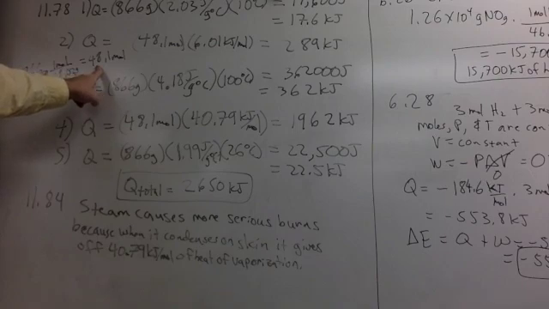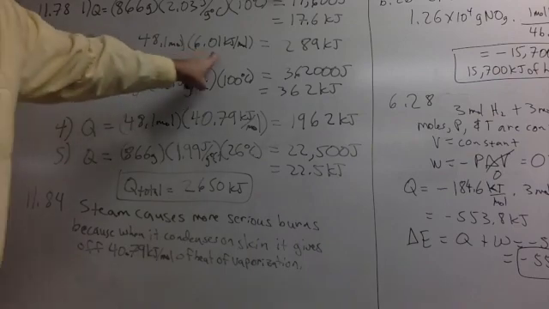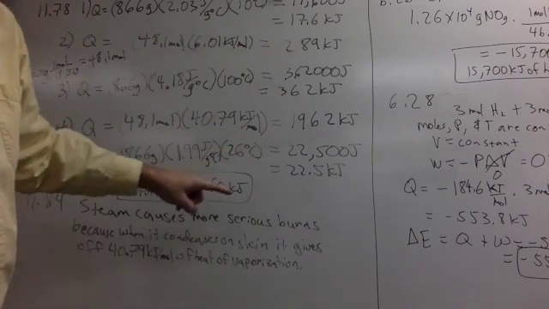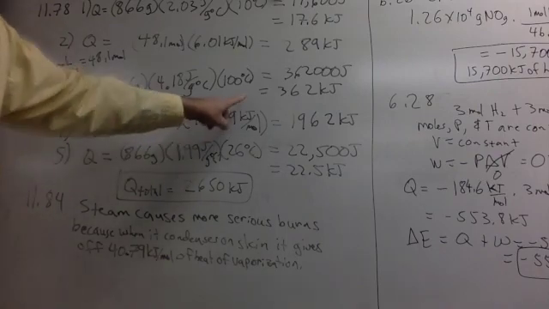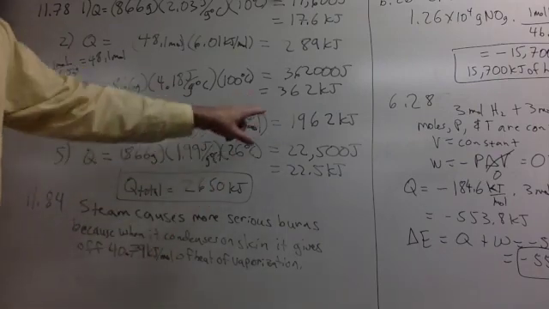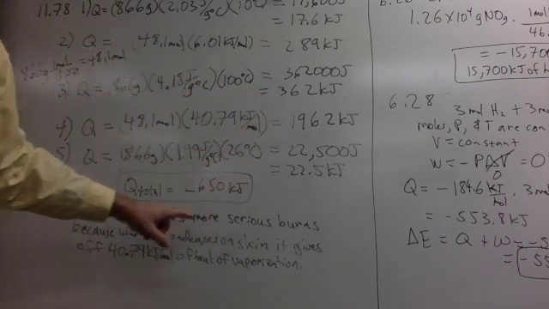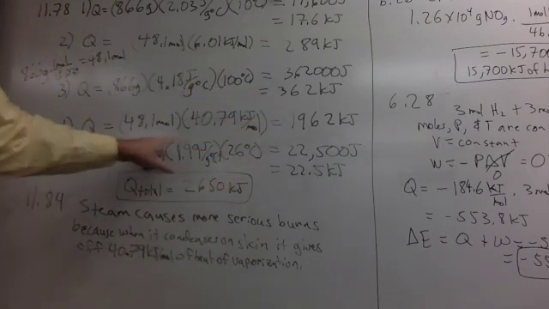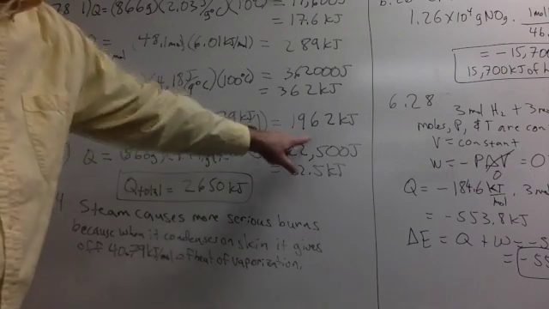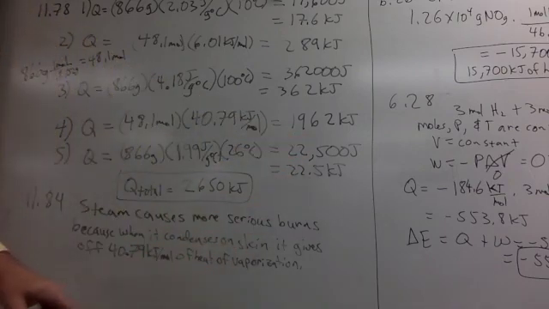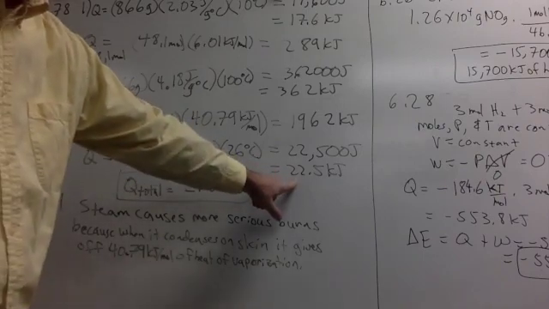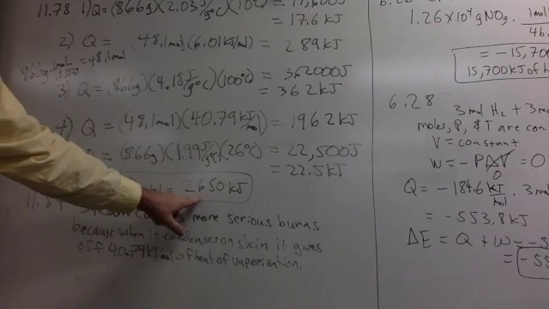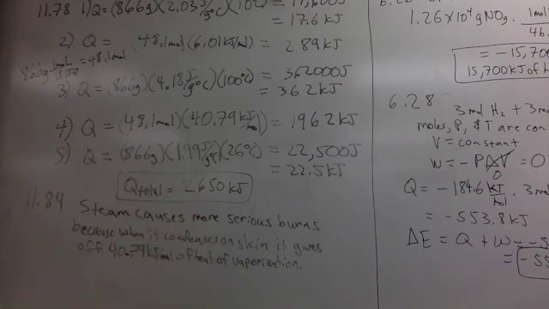The grams change to moles to get 48.1 moles, so that times the heat of fusion gets us 289 kilojoules. Another Q equals mc delta T to raise the temperature of the water gets us 362 kilojoules. Boiling the water gets us 1,962 kilojoules, and then heating the steam is another 22.5 kilojoules for a total of 2,650 kilojoules.